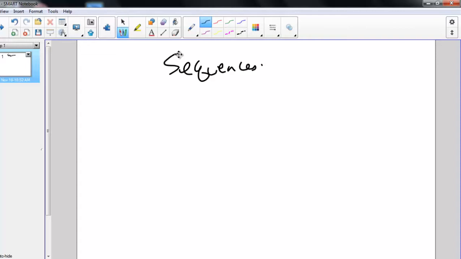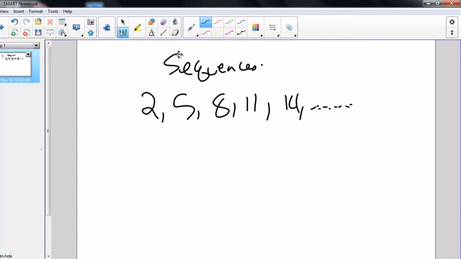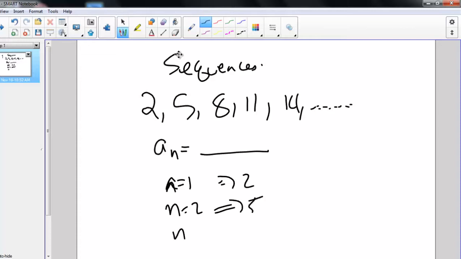But the first thing we started with was, you have some sequence of numbers, and what we're doing right now is finding what we call the general term. To more formalize what I mean by general term, I need an expression that if I plug in n equals 1, I get 2. If I plug in n equals 2, I get 5. n equals 3, I get 8. And so forth and so on. Okay?